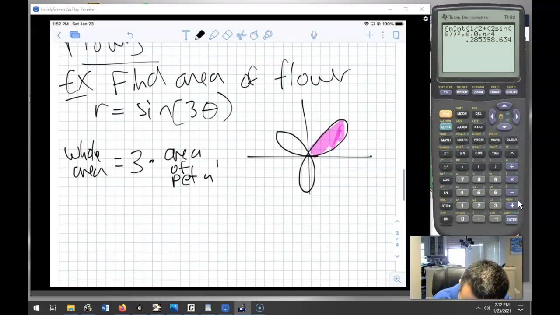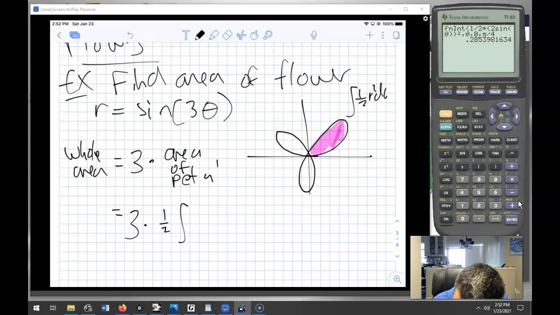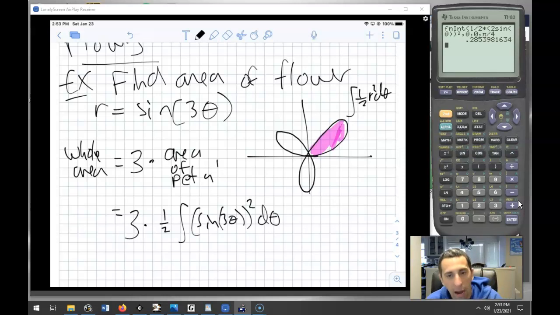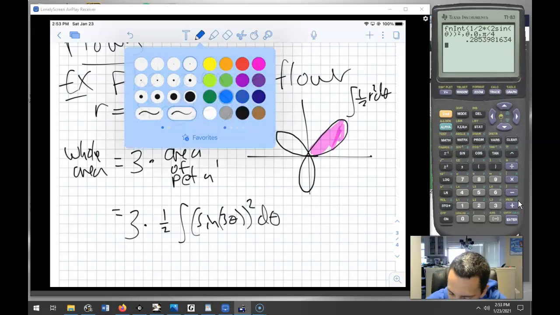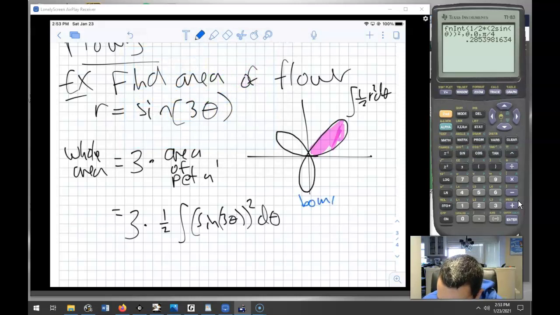Well, the area of a petal is 1/2 integral of r squared. Remember, always integral 1/2 r squared d theta. So we're still integrating sine of 3 theta squared d theta. Okay, now the question you need to consider is what are the bounds? And that's what makes these kind of problems challenging.